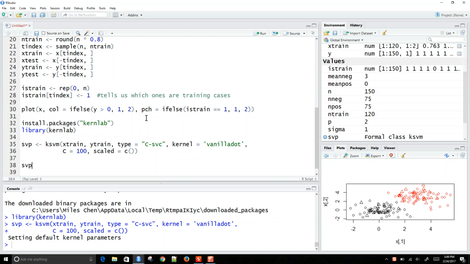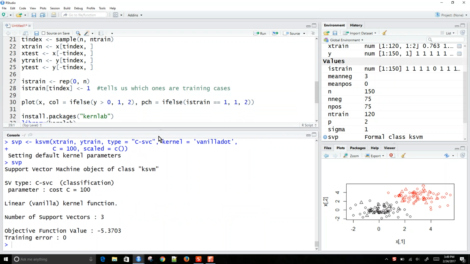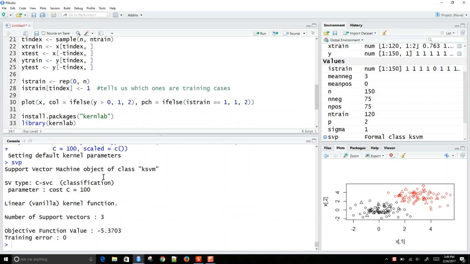And then if I just say, okay, print out what svp does, okay? It says support vector machine object of class ksvm. The type is classification. Our cost parameter is 100. We're using the vanilla kernel, the most basic one. The number of support vectors is 3, so it ended up using 3 values here. And as far as our training data goes, it didn't make any mistakes here, okay?